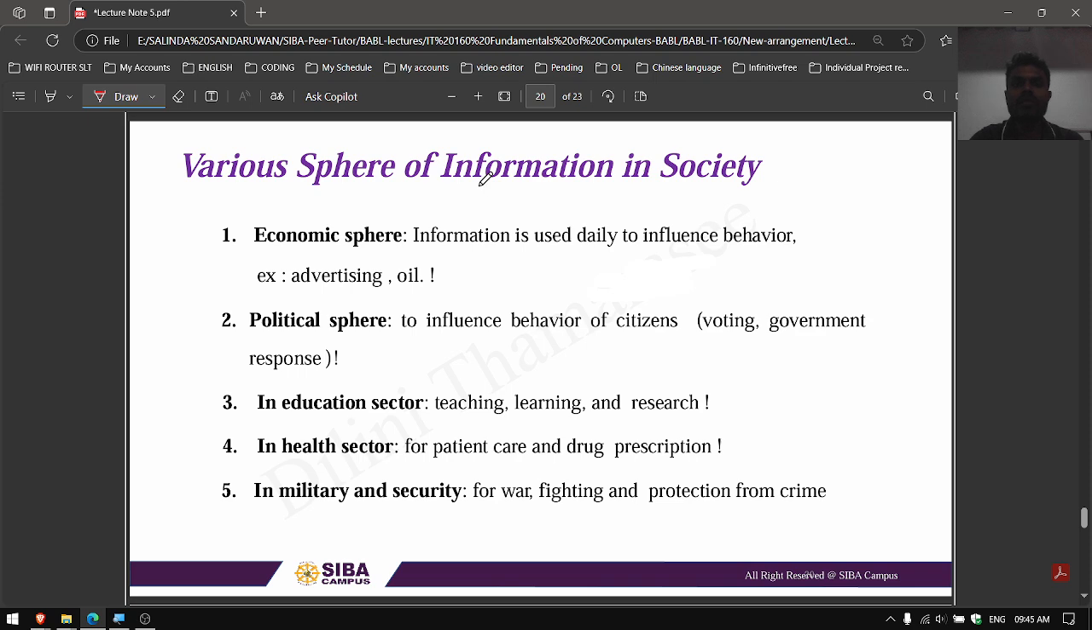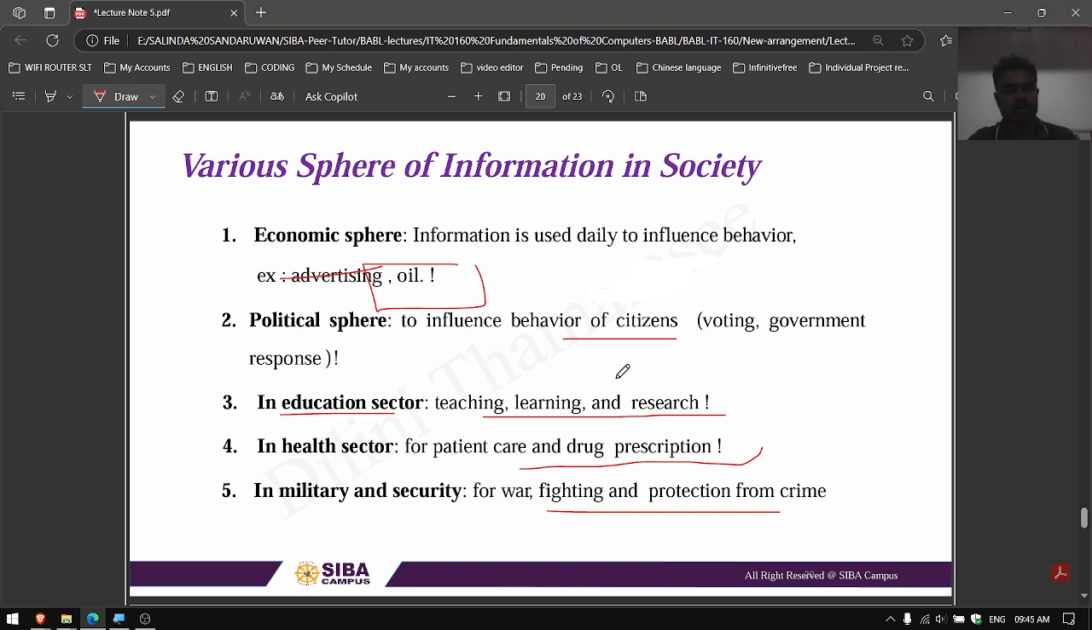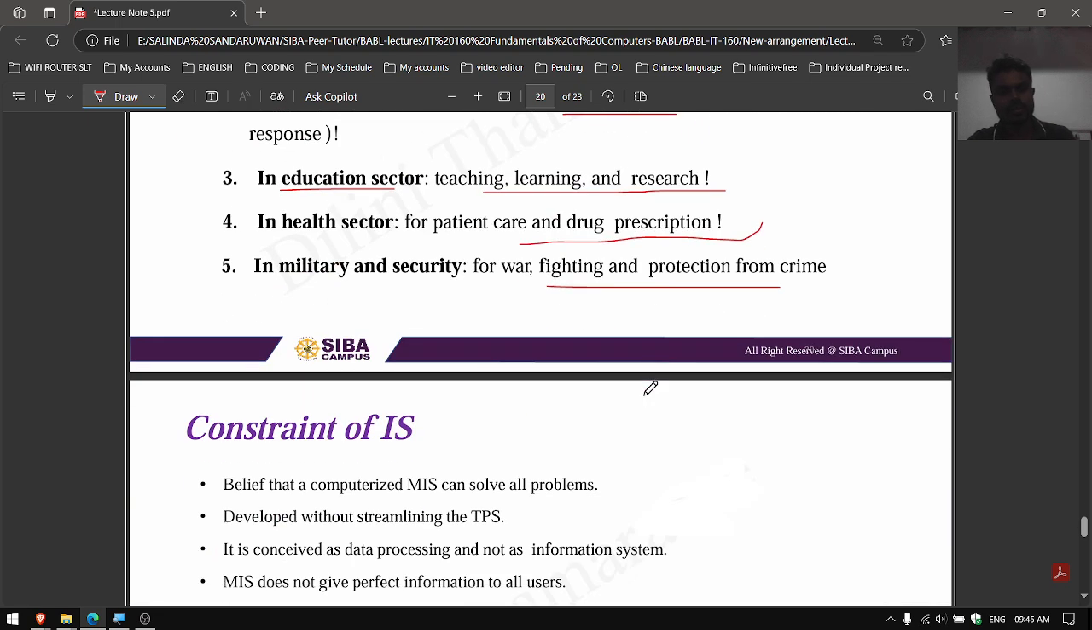Various spheres of information in society. Economic sphere: information is used daily to influence behavior, so here about the oil prices. Political sphere: behavior of citizens, voting, government response. Education sector: teaching, learning and research. In the health sector: care about drugs and other things. In military and security: war, fighting and protection. Likewise, we are going to use these things.